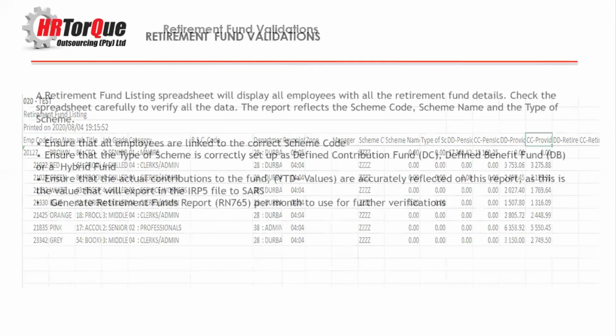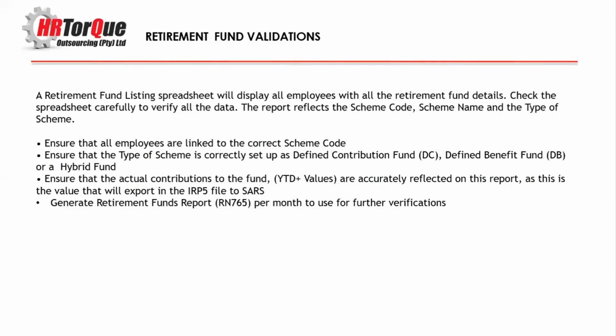Next slide, please. A retirement fund listing spreadsheet will display all your employees with all their retirement fund details. It is important to ensure that all employees are linked to the correct scheme codes. Ensure that your types of schemes are correctly set up with your defined contribution, defined benefit, as well as hybrid funds. Ensure that your actual contributions to the funds are accurately reflected, as this is the value that is going to be exported to your IRP5 and your file to SARS.